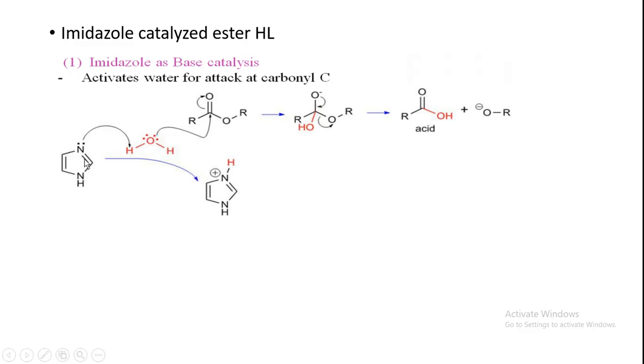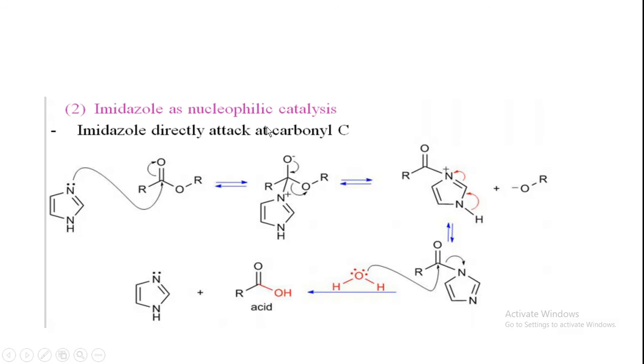Next, imidazole as nucleophilic catalysis. Earlier we have seen imidazole acting as a base catalyst. Here it is a nucleophilic catalyst. So imidazole directly attacks the carbonyl carbon. Here it is directly attacking. So this reaction takes place, there will be displacement, and ultimately at the end of the reaction you are getting acid from the ester, and you are regenerating the catalyst, imidazole.